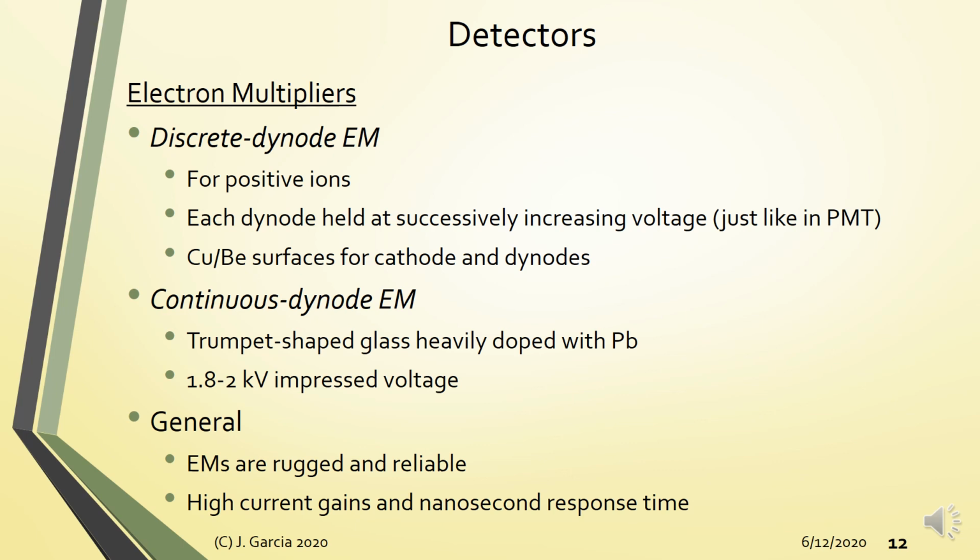Alright, so for the detectors of mass spectrometers, they are basically ion detectors. The first one is your electron multiplier. They function just like your photomultiplier tubes. Basically these are for positive ions. The surfaces of the cathode and the diodes are doped. For discrete diodes, it's made from copper beryllium dope, whereas for continuous diodes, it's a glass which is heavily doped with lead. In general, electron multipliers are rugged and reliable, and have very fast response time and high current gains. So, meron kang internal amplification dito sa electron multipliers, similar to PMT.